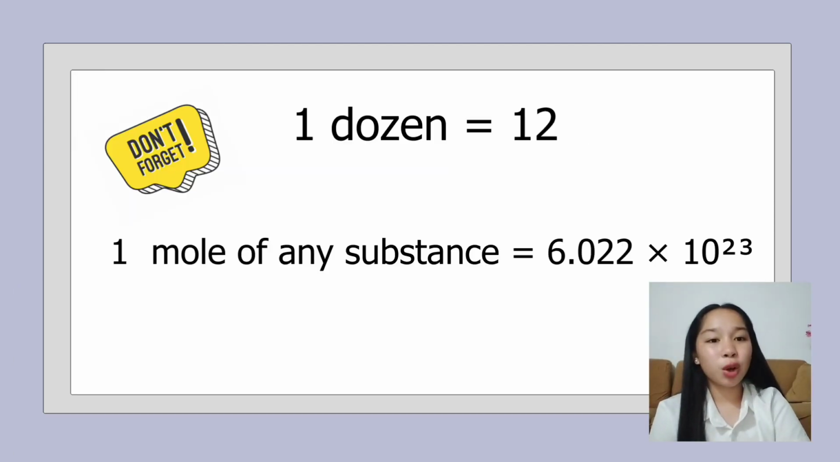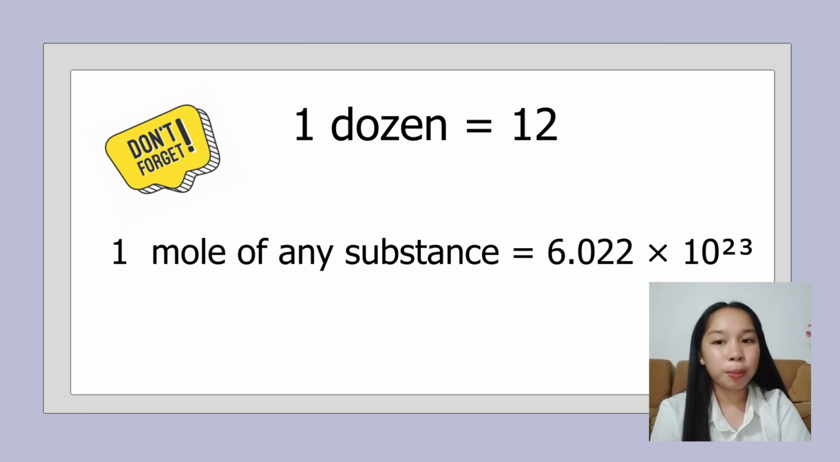Just like 1 dozen always equals 12, 1 mole always equals 6.022 times 10 raised to the power of 23 particles, no matter what substance it is.